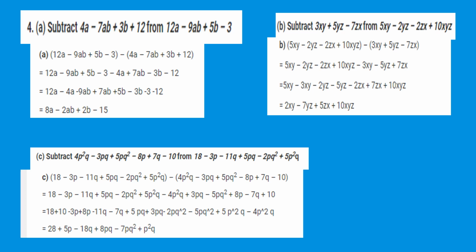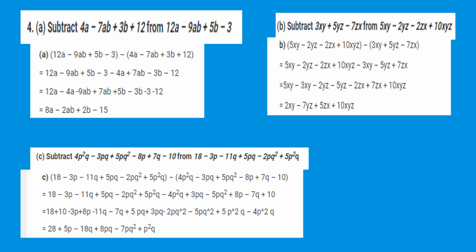Similarly, one more sum I will teach. See the sum. You just observe properly. So first step is, from should come in the beginning. So 18 minus 3p minus 11q plus 5pq minus 2p squared plus 5p squared q. And then this should come next, subtract. Because the word subtract is there, put a minus sign. Then copy this entire thing in the second row.